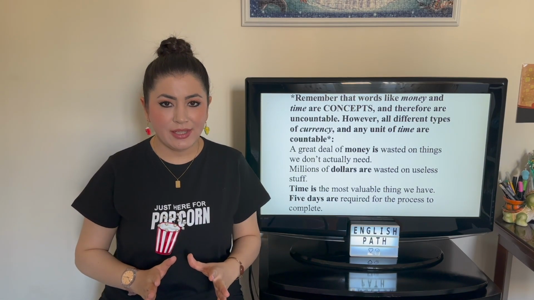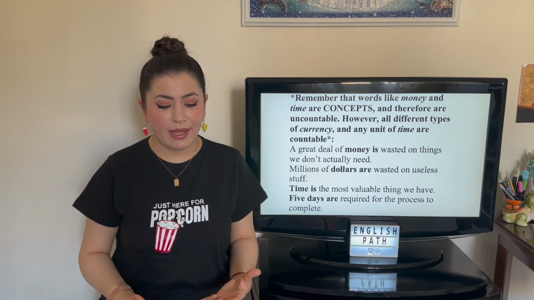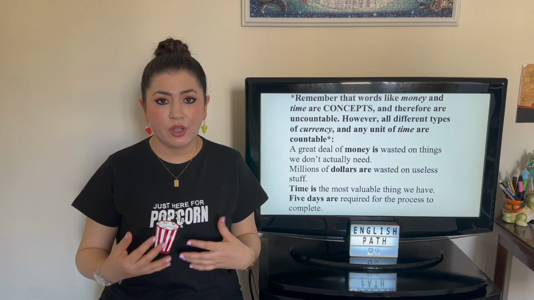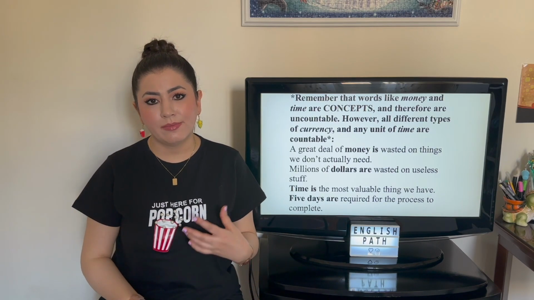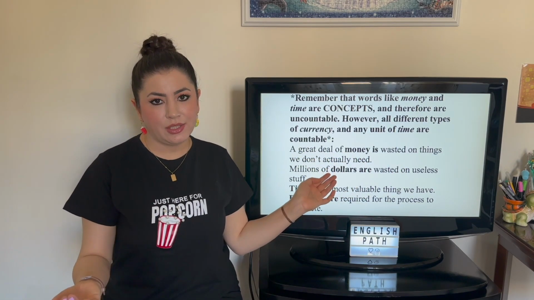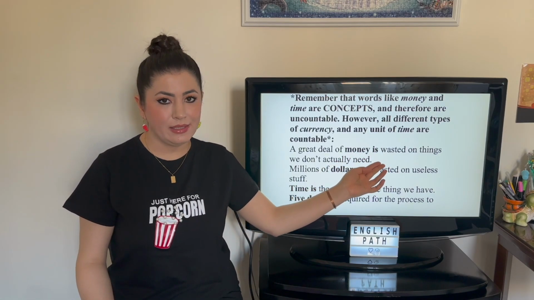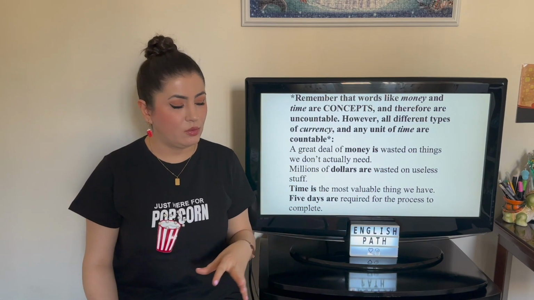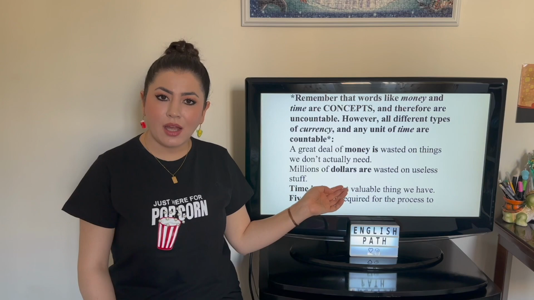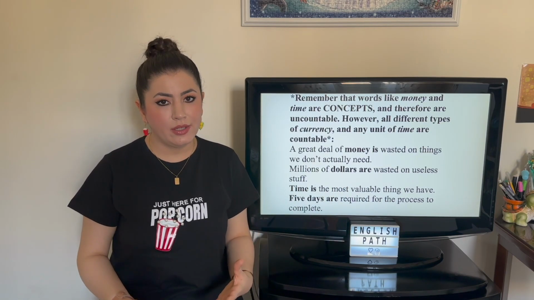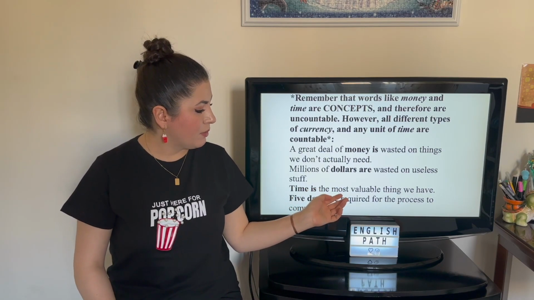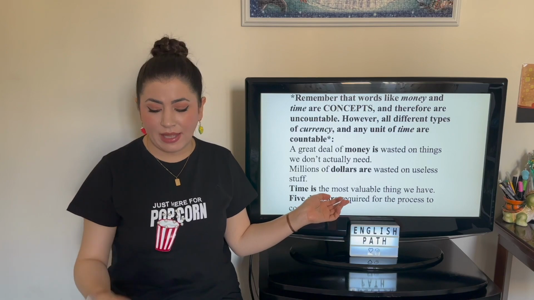So as I just mentioned, the different units of time are countable, like seconds, minutes, hours, etc. And about money, the different types of currency are countable, like dollars, pounds, euros. A great deal of money is wasted on things we don't actually need. Is wasted. Money is wasted. A great deal of it is wasted. Millions of dollars are wasted on useless stuff. So dollar is a type of currency, is countable, but money itself is uncountable. Time is the most valuable thing we have, and I'm so short of it.